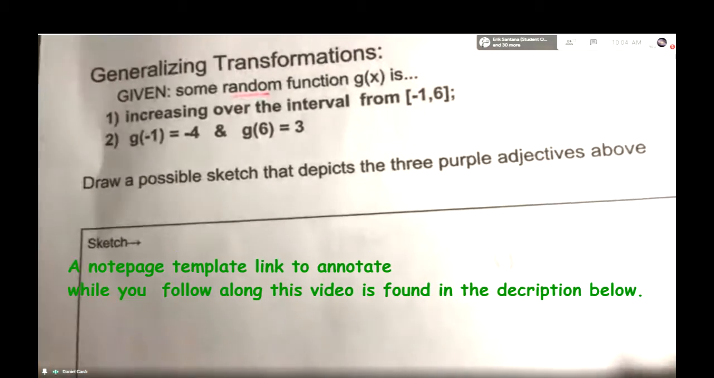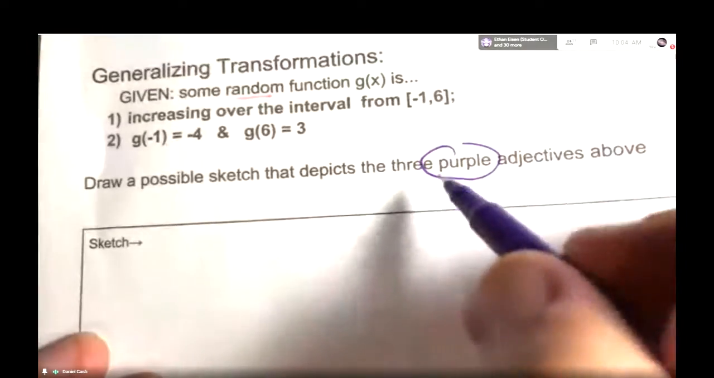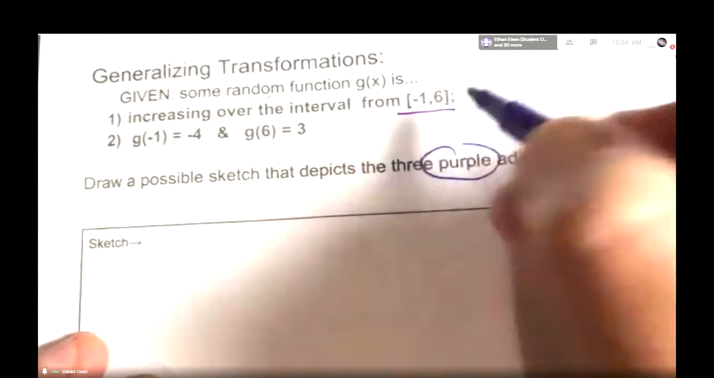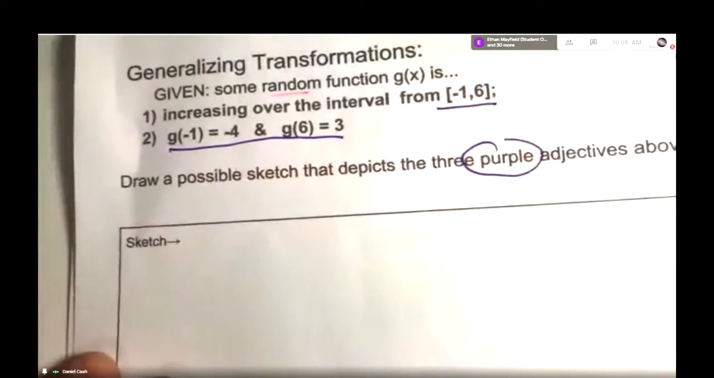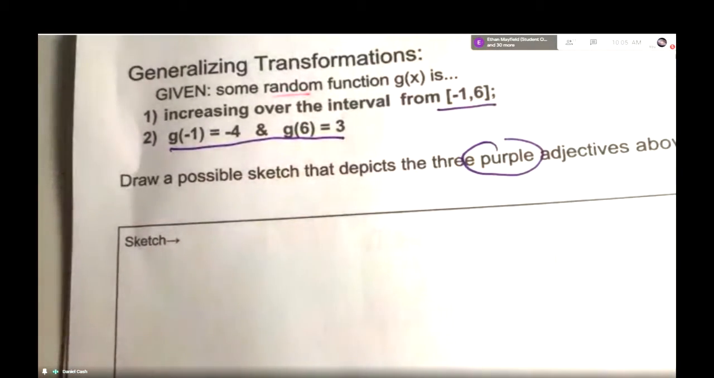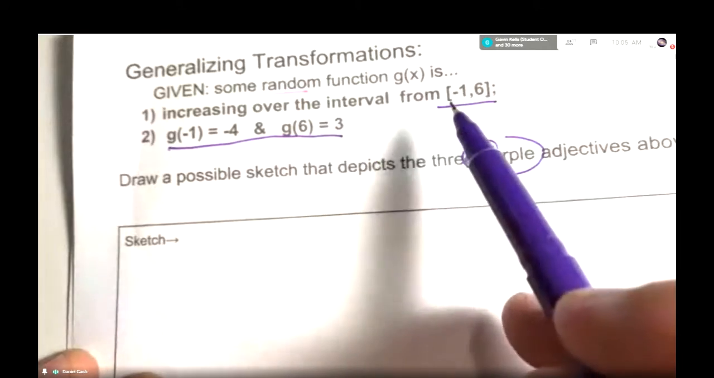Okay, so notice I give you a couple adjectives. It says purple here because my printer printed it out black and white, but on the editable Google Doc, I have it in purple. So there are 3 adjectives up there. So the function is increasing from -1 to 6.